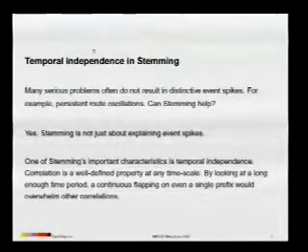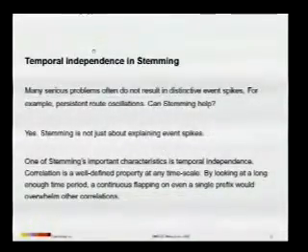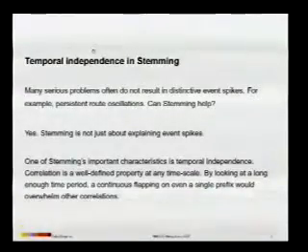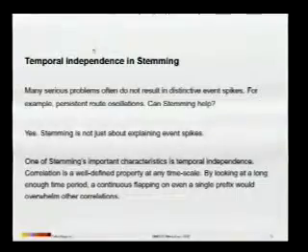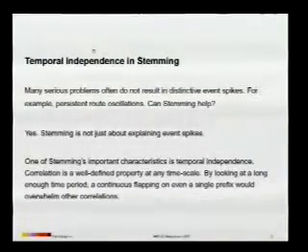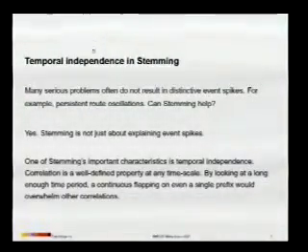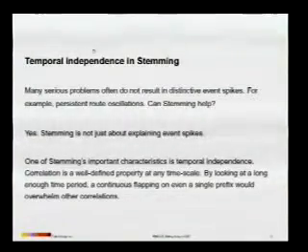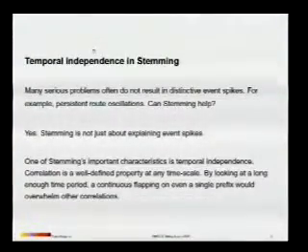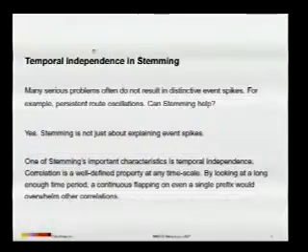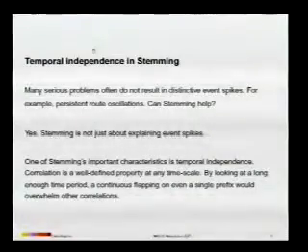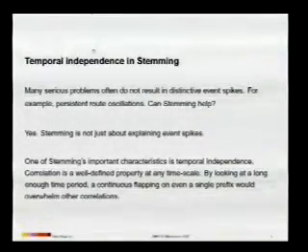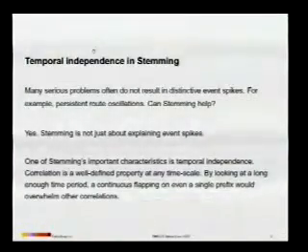So, picking out a peering loss like this is nice, but can it find other stuff? Can the analysis find other non-spiky incidents? A lot of serious problems actually don't result in distinctive event spikes, like route oscillations. So can stemming, the analysis, help here? Yes, it does help. Stemming is not just about finding and explaining event spikes.